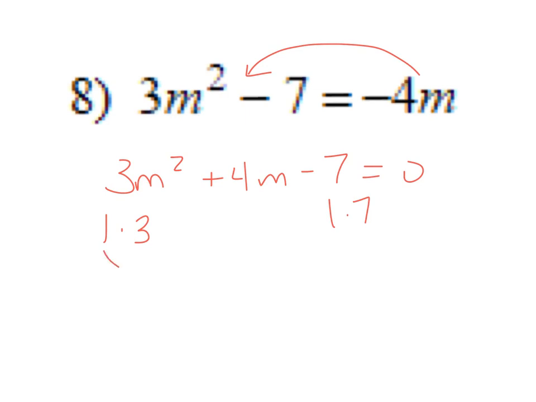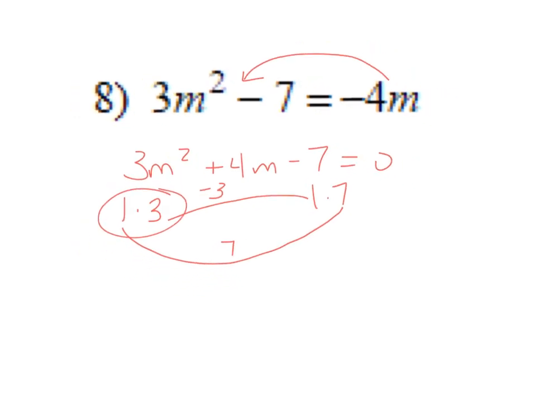Okay, I'm looking for a 4. So 1 times 7 is 7. 3 times 1 is 3. And then if I make the 3 negative, that'll add up to a positive 4 here in the middle. So it looks pretty good. So I'm going to start with my 1, 3 out front here.